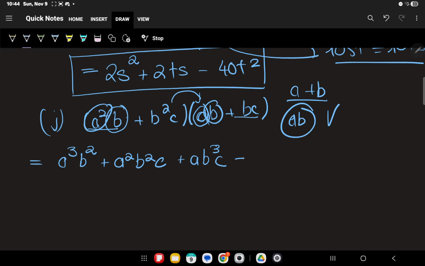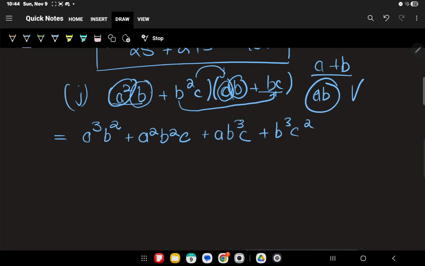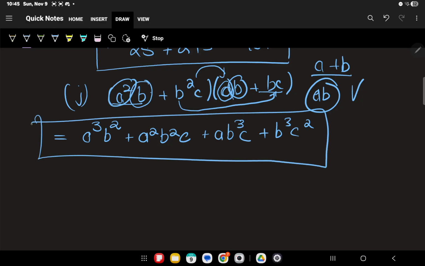Okay. Lastly, we do b squared c times bc, the last terms, and both b and c are common in these two, so we don't bring anything down, but we will multiply. So b squared times b is b cubed, and c times c is c squared. Alright. We cannot group any of these together, so this will be our final answer.